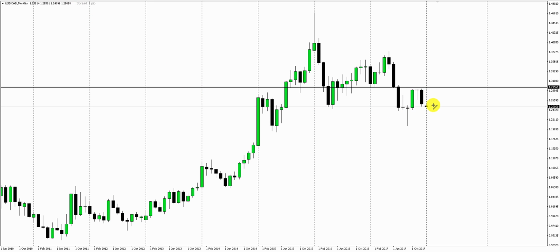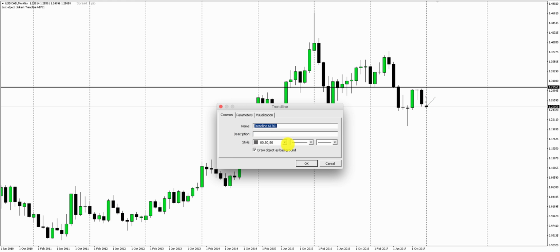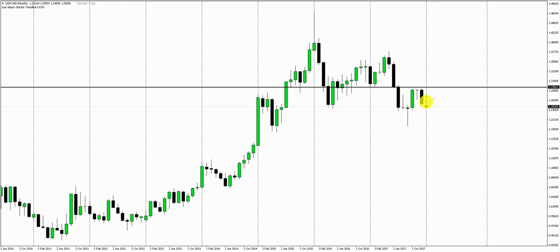Remember, this is a monthly, but just as a general idea, let me sharpen these up a little bit, make them a little bit thicker so we can see what's going on. We could potentially see something along the lines of the following. Something like this.